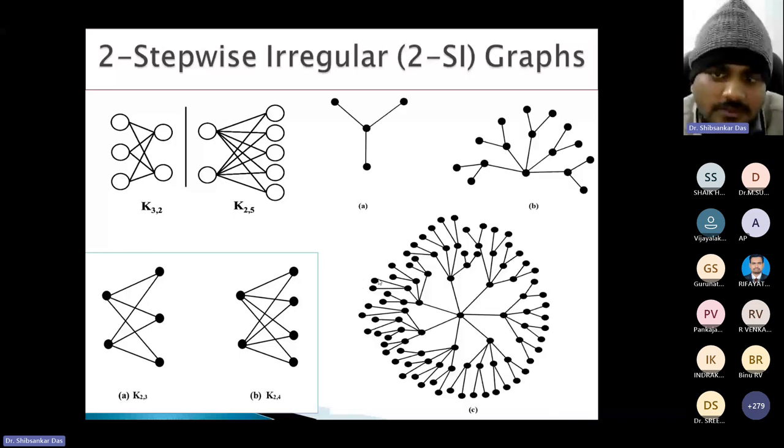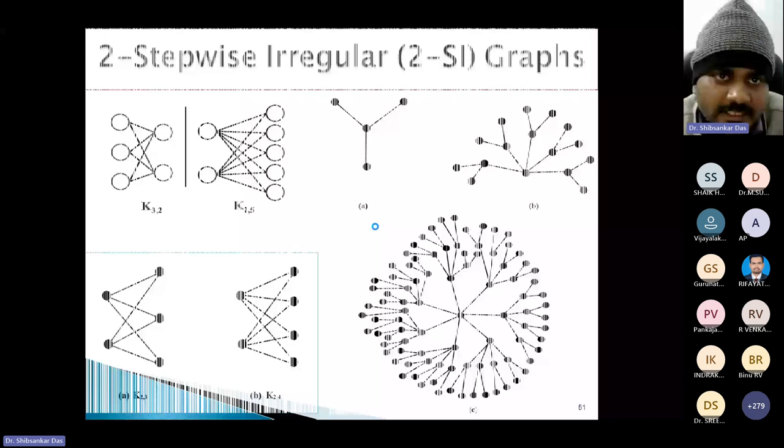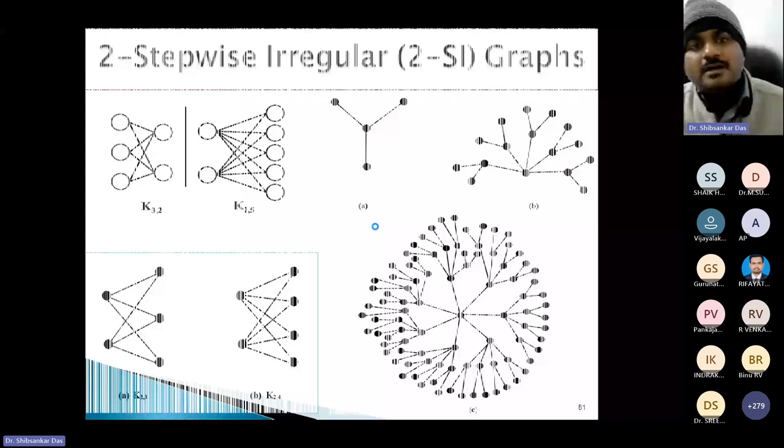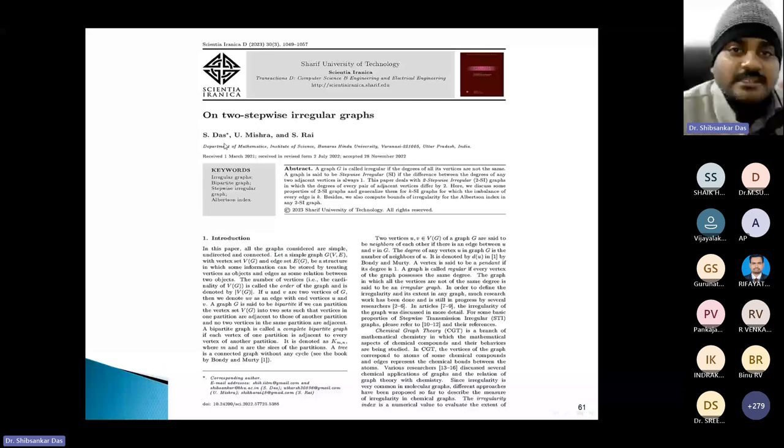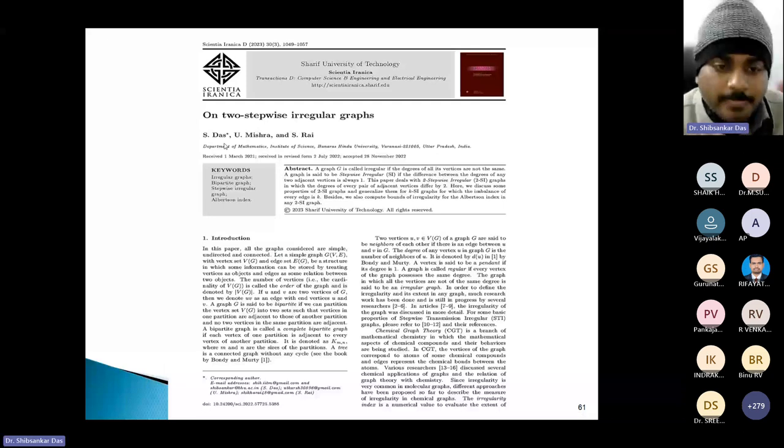So those who want to know more about these graphs, 2 SI graphs or KSI graphs, may go through this paper that came very recently. We have published it in the Scientia journals, on two-stepwise irregular graphs.